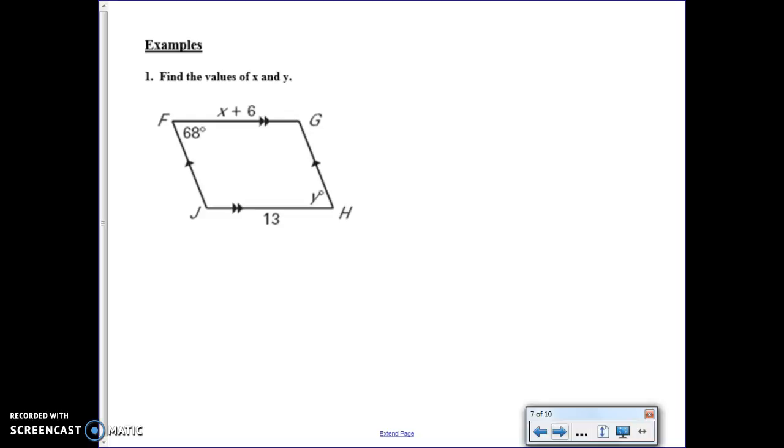So knowing all of those properties, here's a type of problem that you might see. We see opposite sides are parallel there, so we know we have a parallelogram. So once we know we have a parallelogram, then we can say, okay, now we know all of these things are true. So we also know that opposite sides are congruent. So since opposite sides are congruent, FG is x plus 6, and HJ is 13, and we can set those equal to each other and solve. So minus 6 on both sides, and x equals 7.